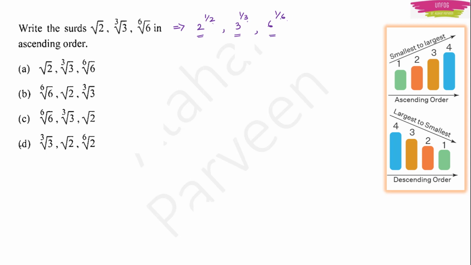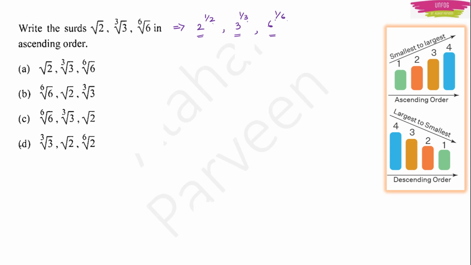Now we would like to make something common in the powers to proceed and solve this problem, right? We want to make something common. The easiest way to make something common is to try to make a common denominator in the powers, because these powers are fractions, right? If I have a common denominator, then I can decide which number will be bigger and which one will be smaller.